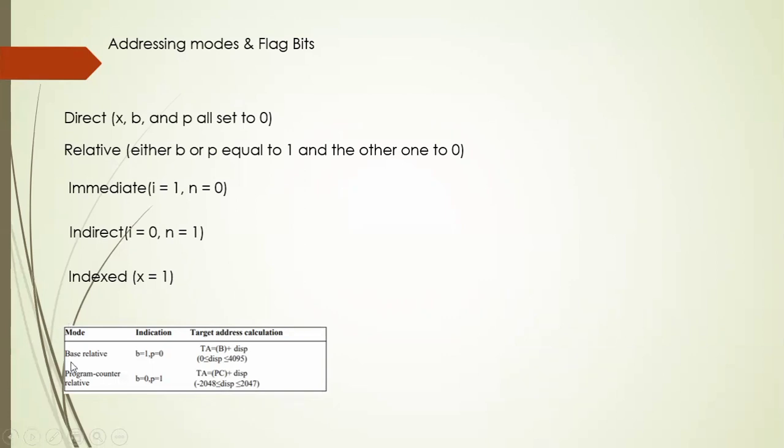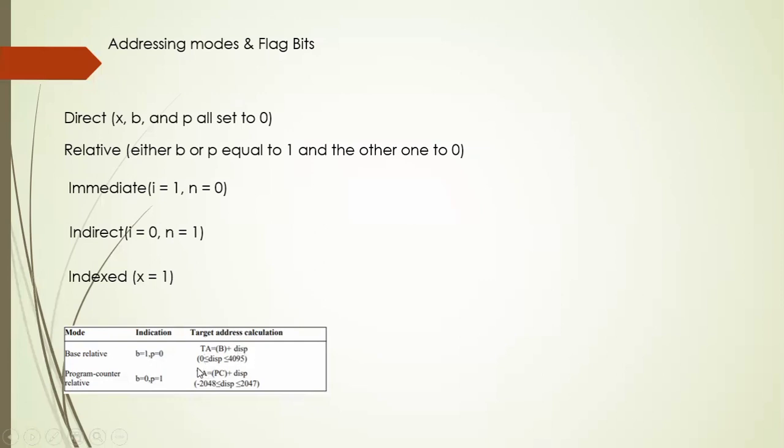That is the base relative and the program counter relative. These are the two addressing modes in SIC/XE architecture. For base relative, the indication is that B will be 1 and the program counter bit will be 0. The address calculation is as follows: target address equals B plus displacement.